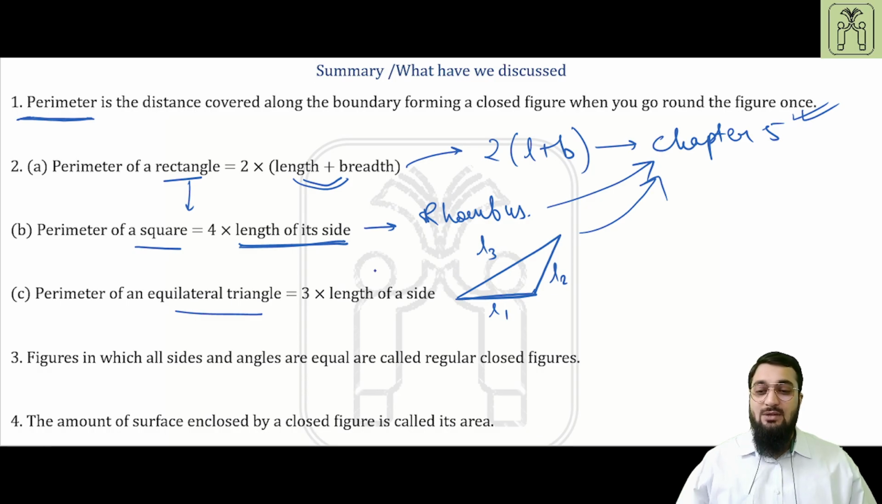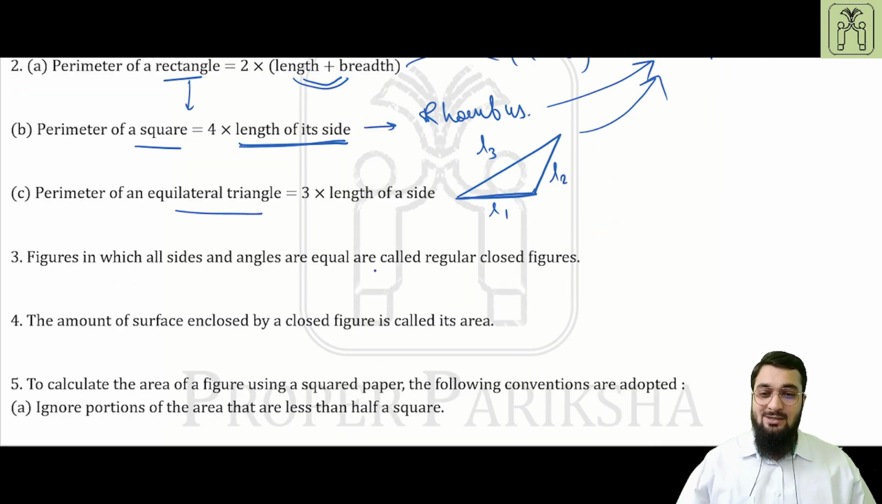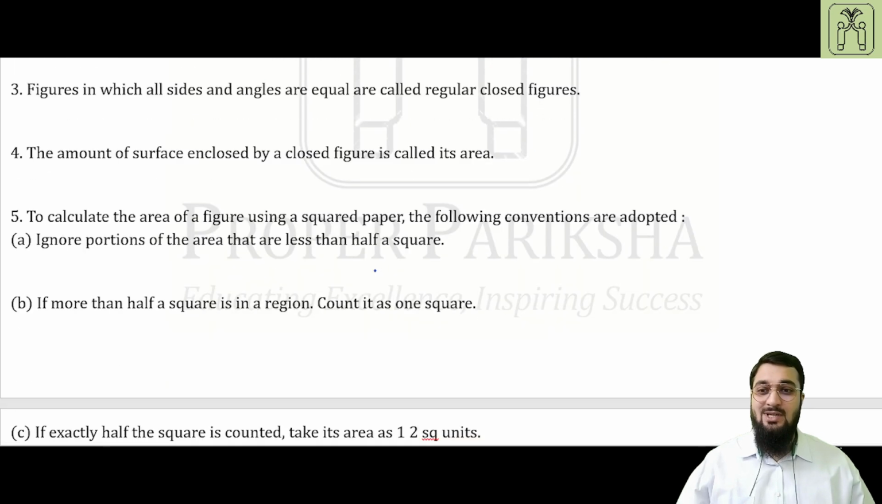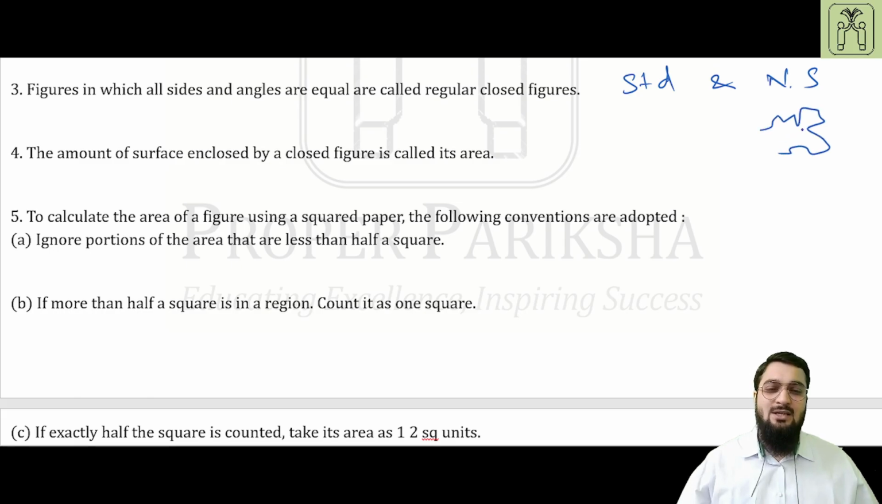Point number 3: figures in which all the sides and angles are equal are called regular closed figures. We also discussed that there are two types of figures: standard and non-standard. Standard figures follow a particular logic, a particular order, or a particular rule among their lengths, their edges, and their angles. However, non-standard shapes do not follow any such rule, and they can be made like this; anything that does not follow a rule will be a non-standard shape.